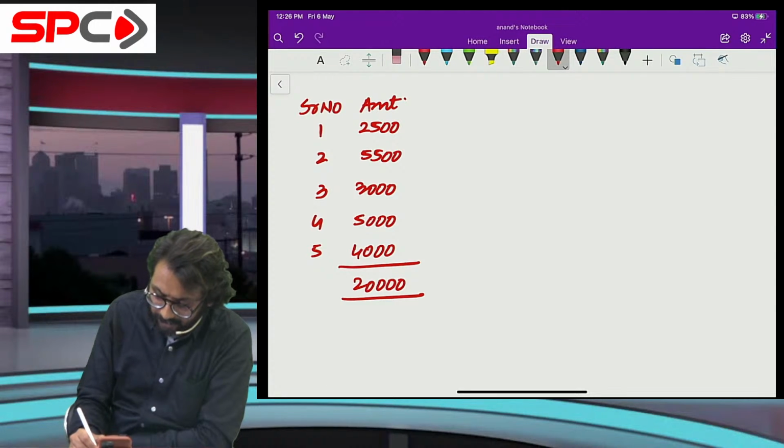Now I'll say we have got serial number, amount. Hey, I did not write down the date. Sorry, date. I should have written the date first.